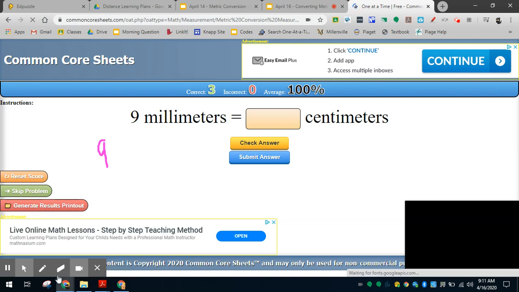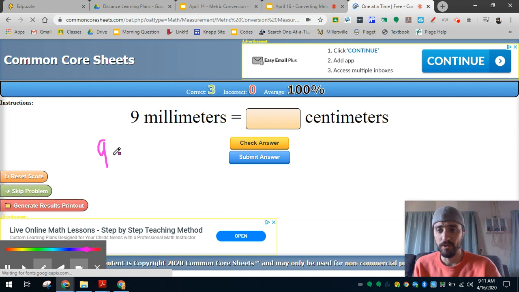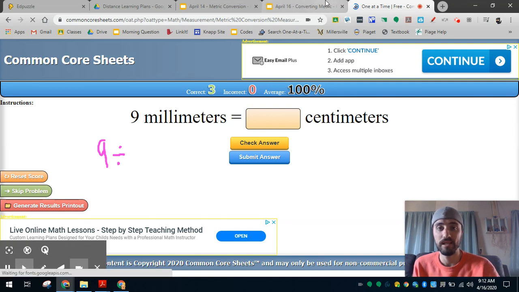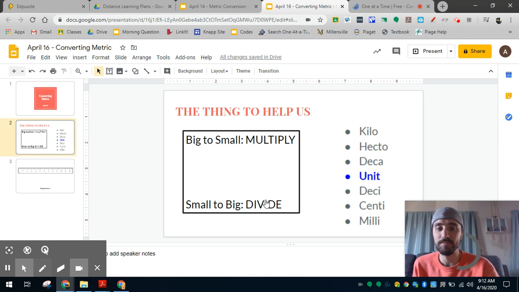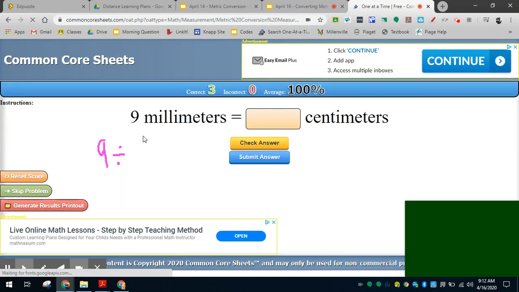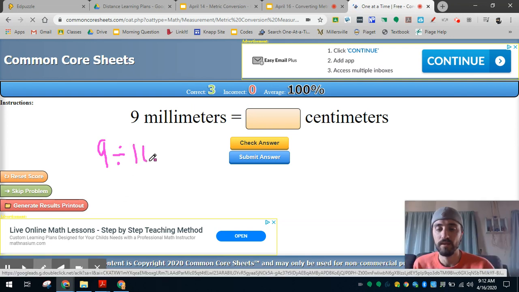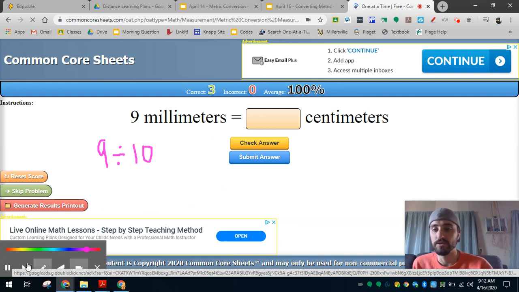So let me throw my division line in there. I'm going from a smaller thing to a bigger thing, so I'm going to divide. And the question is, what am I dividing by? Milli to centi. Let's see how many hops it is from milli to centi. Start at milli, 1 hop up to centi. 1 hop tells me that I divide by 10, 1 with 1 zero. And you can use your calculator, or if you know your rules, you can do this as well.